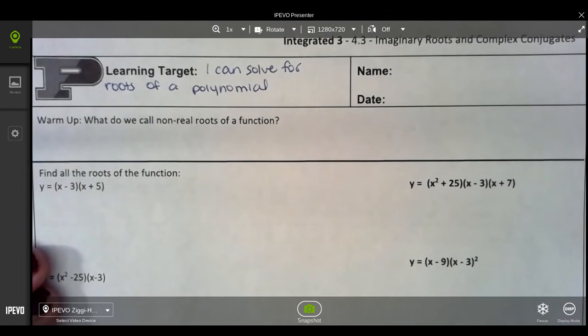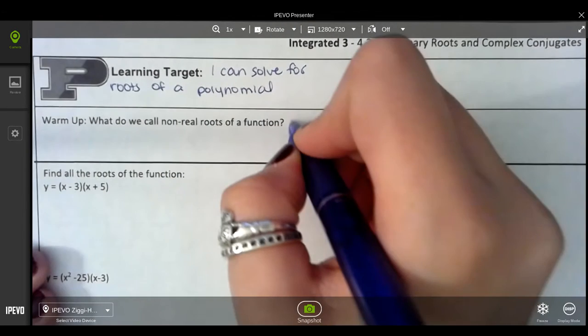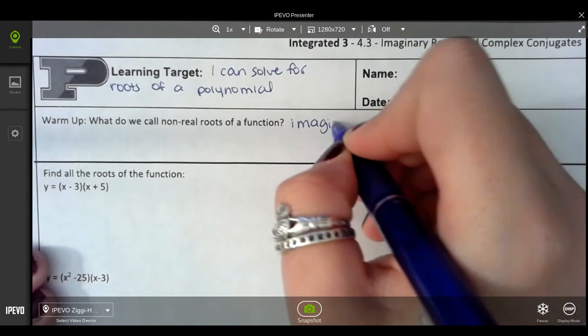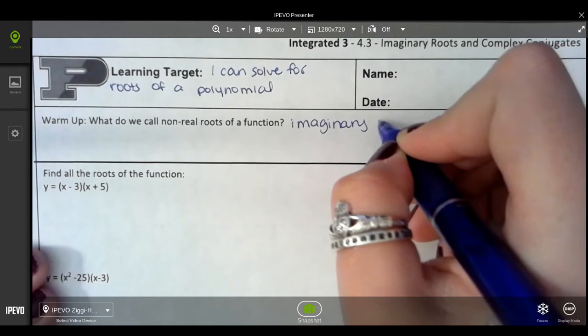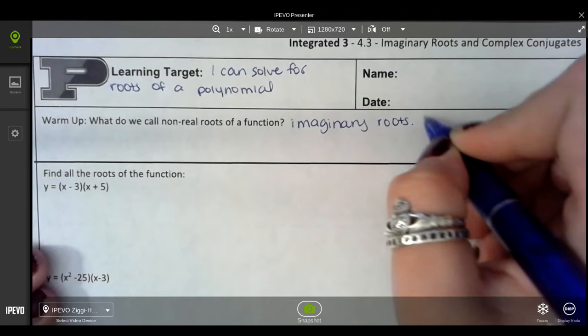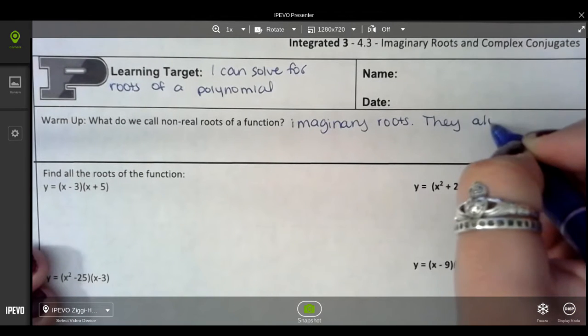What do we call non-real roots of a function? They are imaginary roots. They always come in pairs.